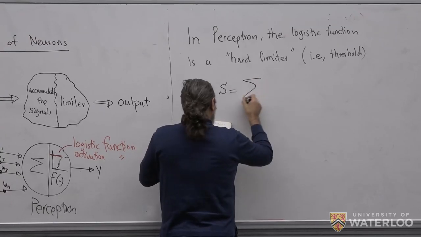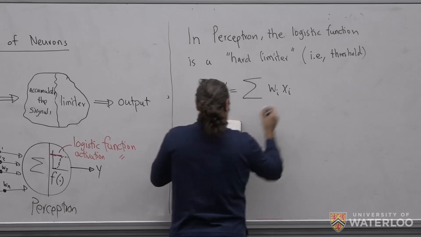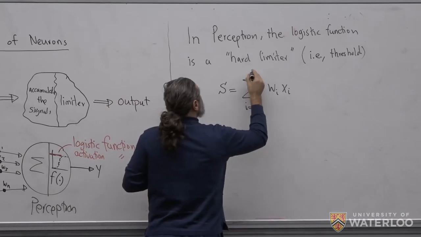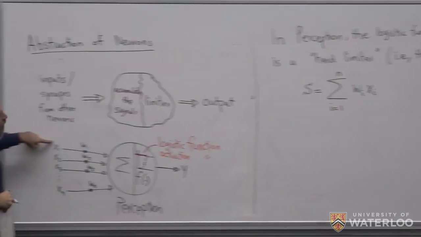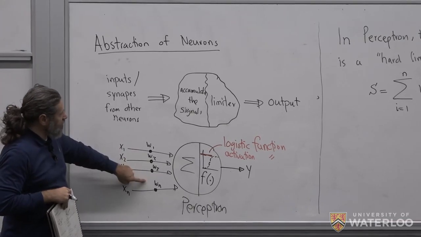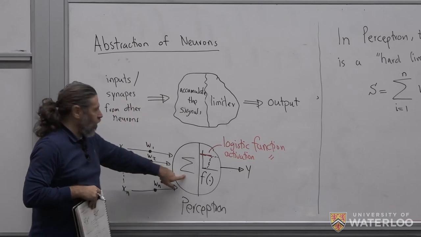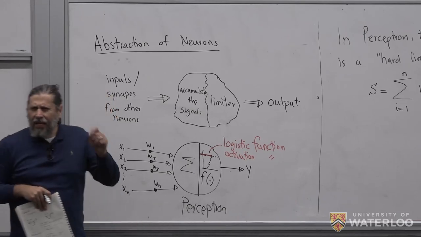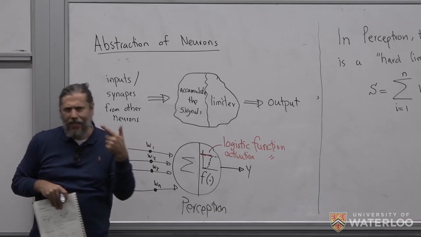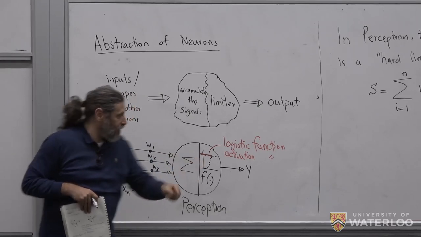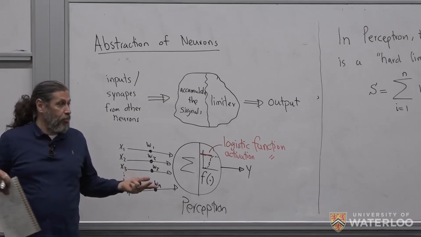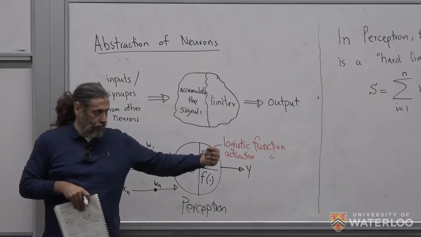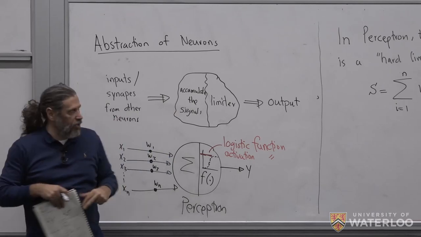So which means the sum is the sum of w_i x_i, i equals 1 to n. So take the inputs, multiply them with the weights, and just sum them up. So my s is this sum. And again, synapses could be inhibitory or excitatory. If they are inhibitory, they go towards zero. So zero times x1 is zero, nothing happens. If they are excitatory, they go toward 1, and they let x1 go through. Simplistic, but that's the basic principle.